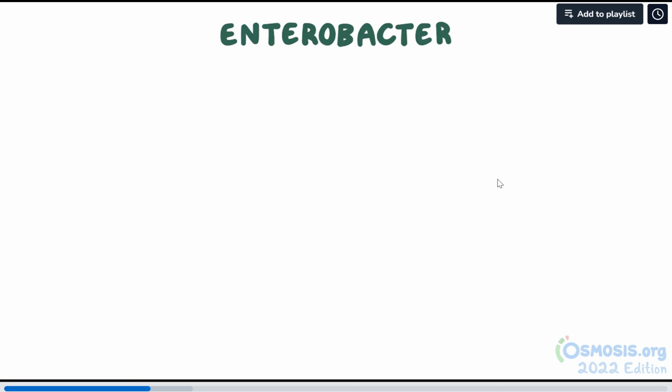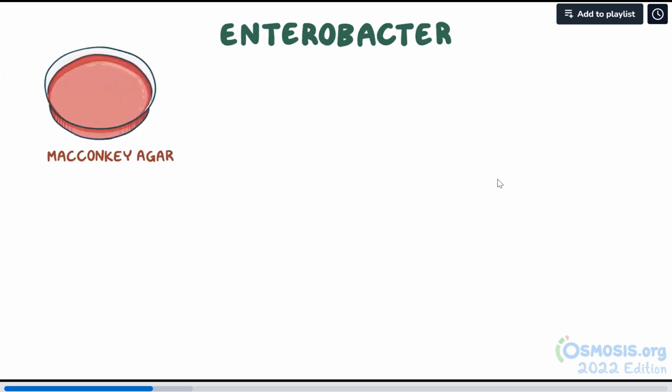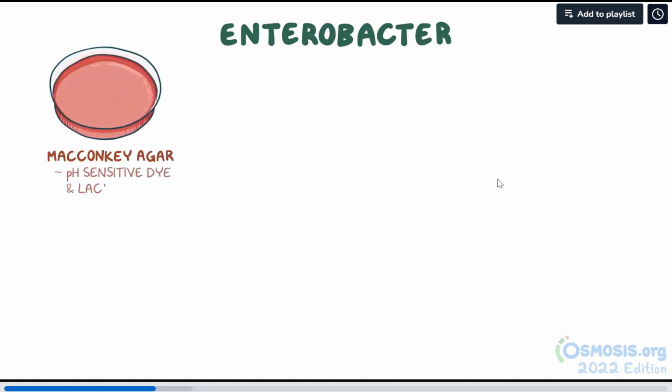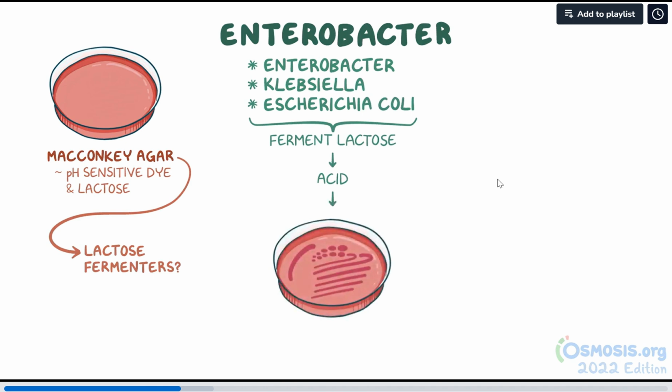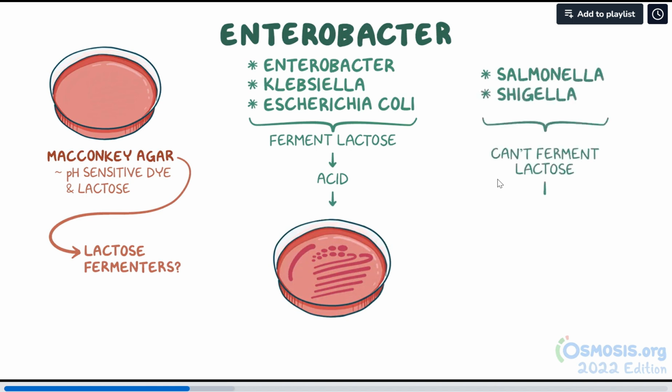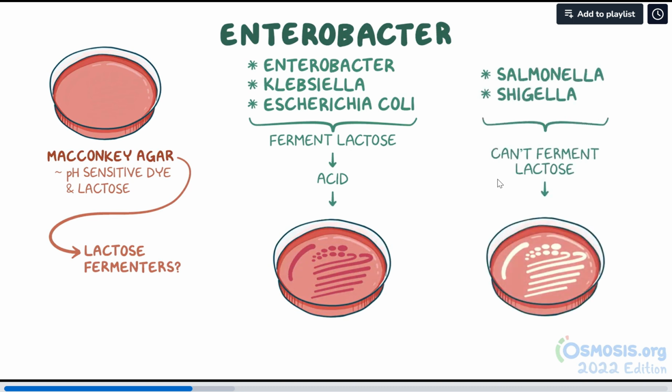Finally, Enterobacter grows well on MacConkey agar, which is a medium that contains a pH-sensitive dye and lactose. This medium helps identify whether gram-negative bacteria are lactose fermenters or not. Some Enterobacteriaceae like Enterobacter, Klebsiella, and Escherichia coli can ferment lactose, which results in the production of acid that makes the pH-sensitive dye turn pink, so their colonies will be pink, while others like Salmonella and Shigella can't ferment lactose, so their colonies will be colorless.